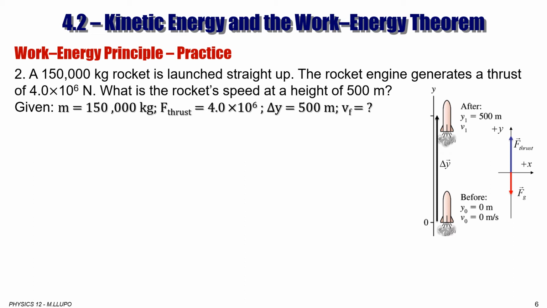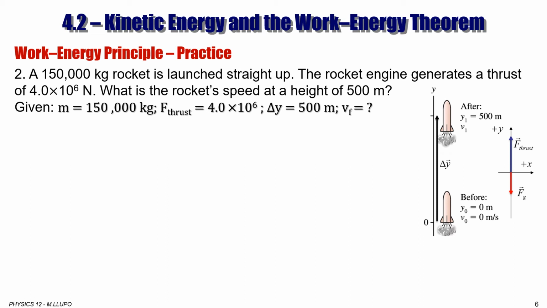Thrust is 4 times 10 to the power of 6 Newton. Delta y is 500 meters, and final velocity is required. Remember, the rocket starts from rest, so initial velocity is 0. Now let's do the work energy principle. The net work, the sum of all work done by forces, is equal to the change in kinetic energy.